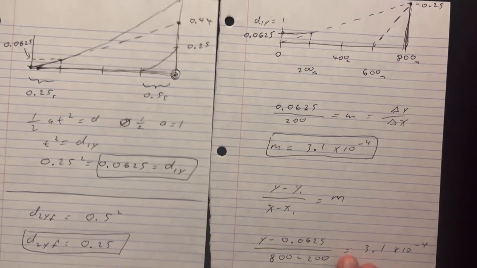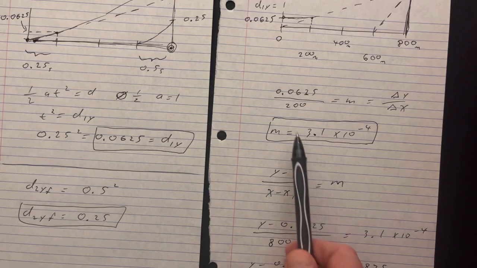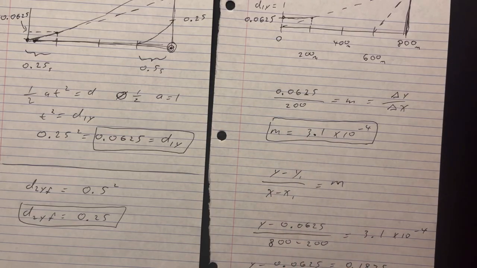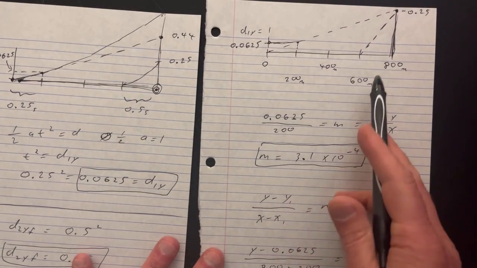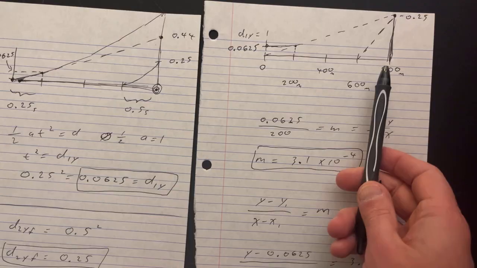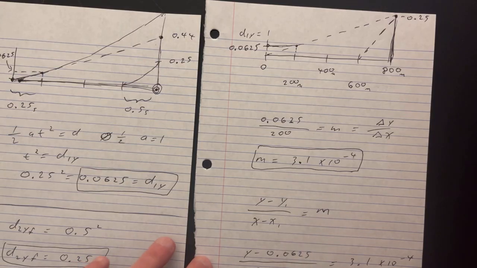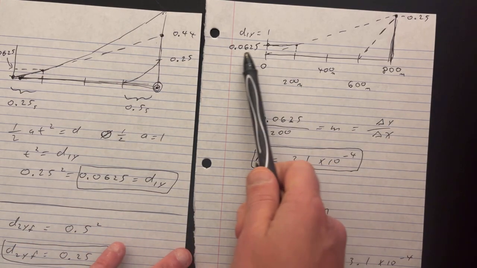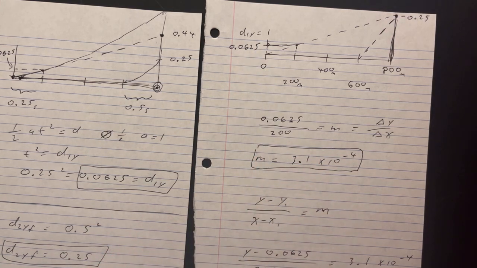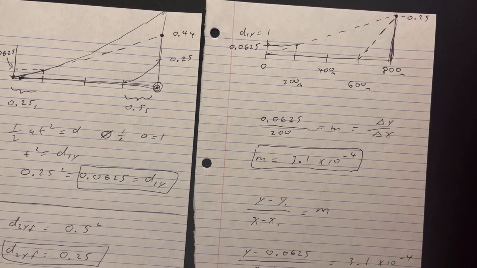Now we solve for our y. It's y minus y1 over x minus x1 equals slope. Now we know our slope, 3.1 times 10 to the negative fourth. Now we can solve for where the bullet will land downrange. If someone were to phrase this as a word problem on a high school algebra test, they would say, given the slope of 3.1 times 10 to the negative fourth, and a line that passes through 200, 0.0625, what will y equal when x equals 800?